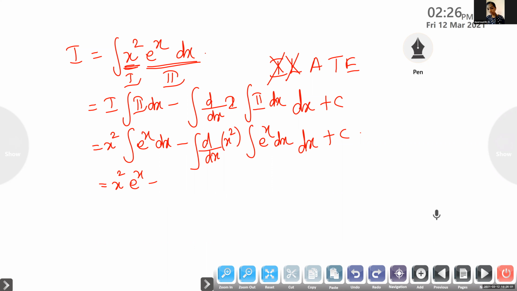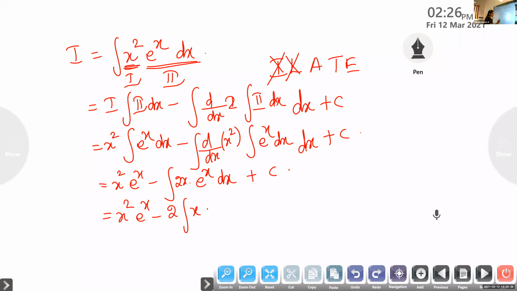e raised to x minus integral of. What is the derivative of x square? Aditya Satyan, what is the derivative of x square? Shubham, tell me, what is the derivative of x square? 2x. 2x, good. 2x into e raised to x dx plus c. So x square e raised to x minus 2, 2 is a constant, we can take it outside, x into e raised to x dx plus c.